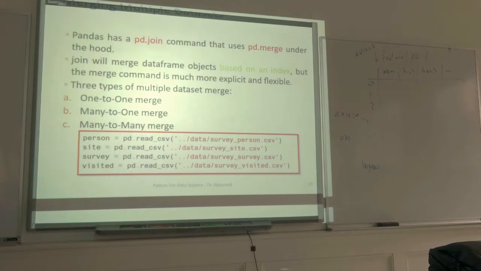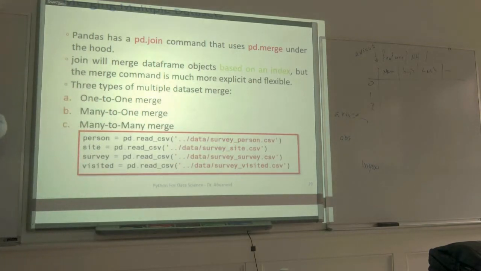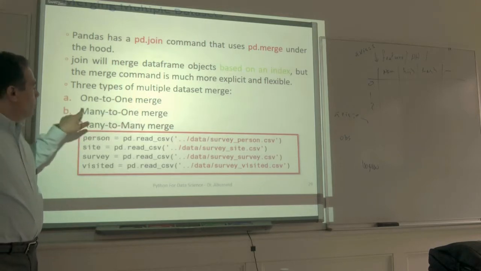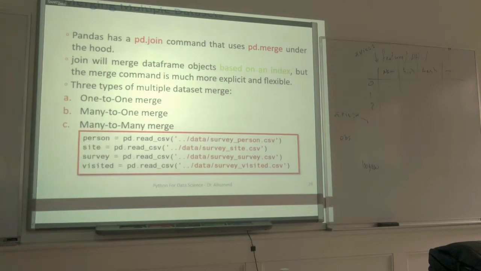Okay, so, merging multiple data sets. Pandas has a join command that uses merge under the hood. Join will merge data frame objects based on the index, but the merge command is much more explicit and flexible. There are 3 types of merges: one-to-one merge, many-to-one merge, and of course, many-to-many merge.